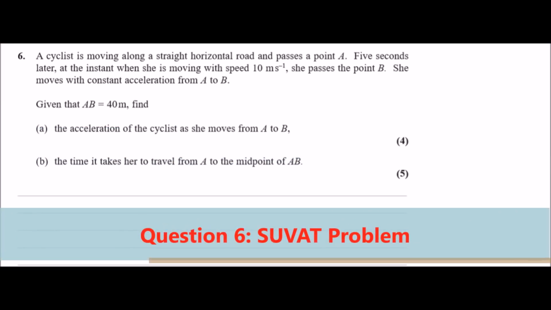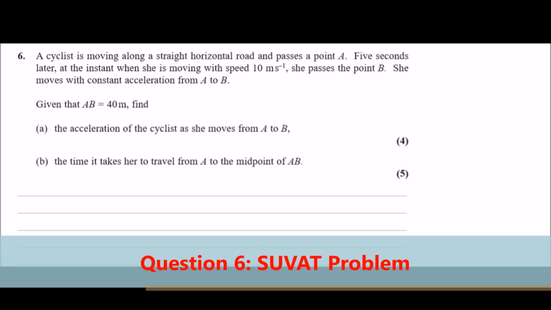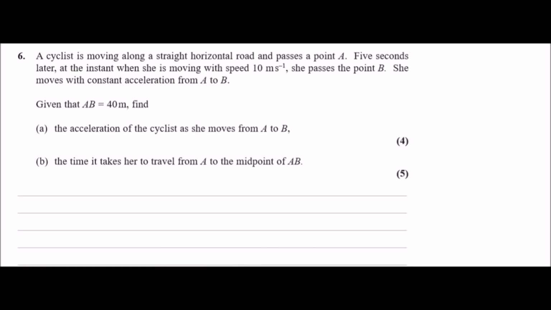Question 6. This is one of the usual SUVAT style problems, so pretty straightforward. So what does it say here? A cyclist is moving along a straight horizontal road and passes a point A. 5 seconds later, at the instant when she is moving with speed 10 meters per second, she passes the point B. She moves with constant acceleration from A to B. So this seems pretty straightforward.